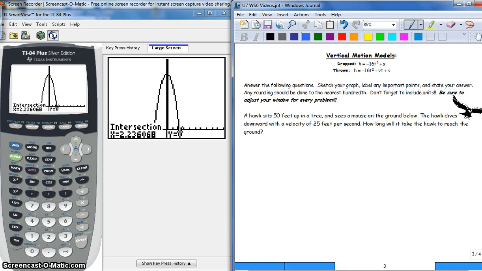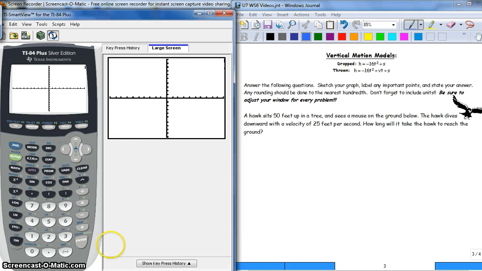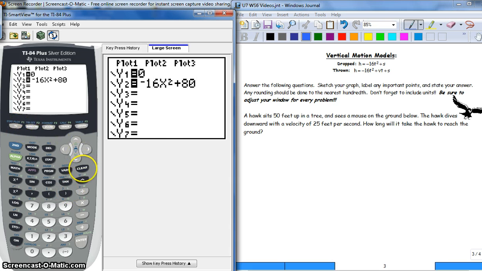This next video is going to help you with vertical motion model problems, specifically thrown problems that have a negative velocity. Right now I still have the graph up from my last video. A really good rule of thumb is to always do a zoom 6 after you're done with the problem to go back to a standard window. So I'm going to go zoom 6, and then I can clear out my y equals because I'm going to be plugging new information in.